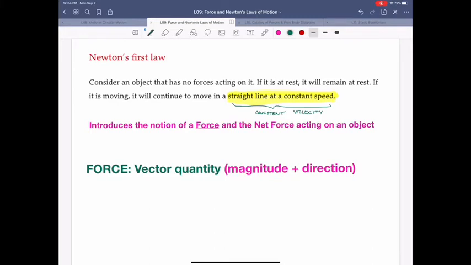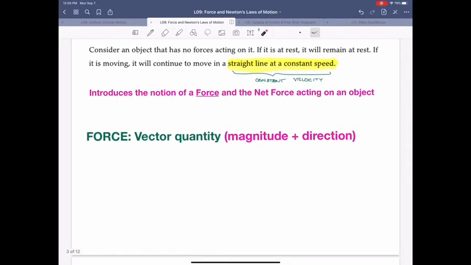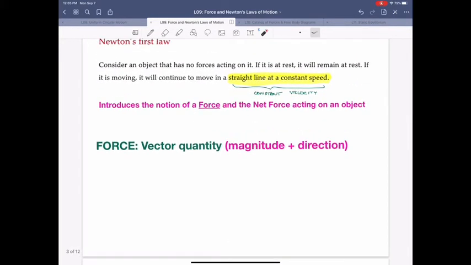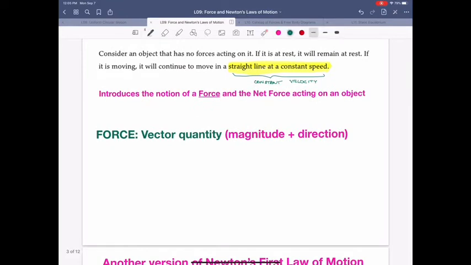So in a sense, what Newton's first law is doing here is introducing this idea of a force. It introduces this notion of force, and in some sense, also the notion of a net force, and we'll get to that in a little while. So what exactly is a force? Let's talk about what we mean by a force.